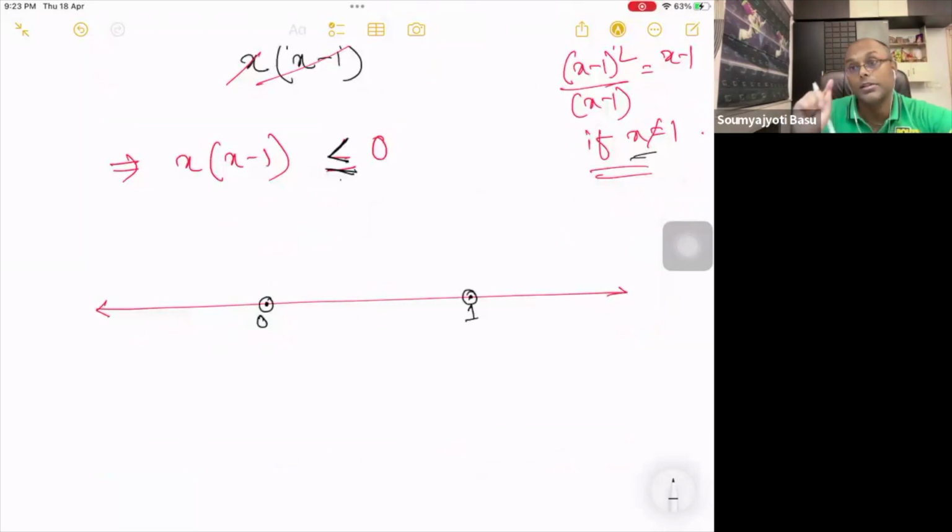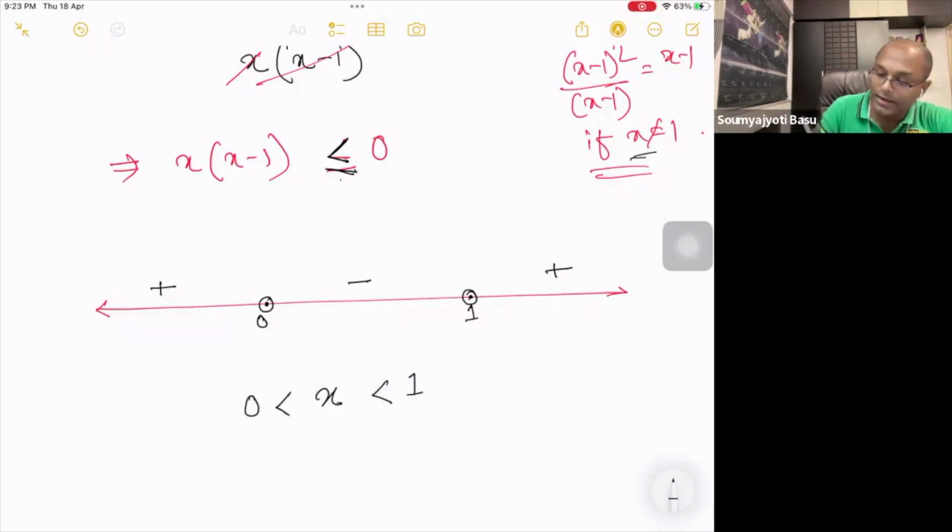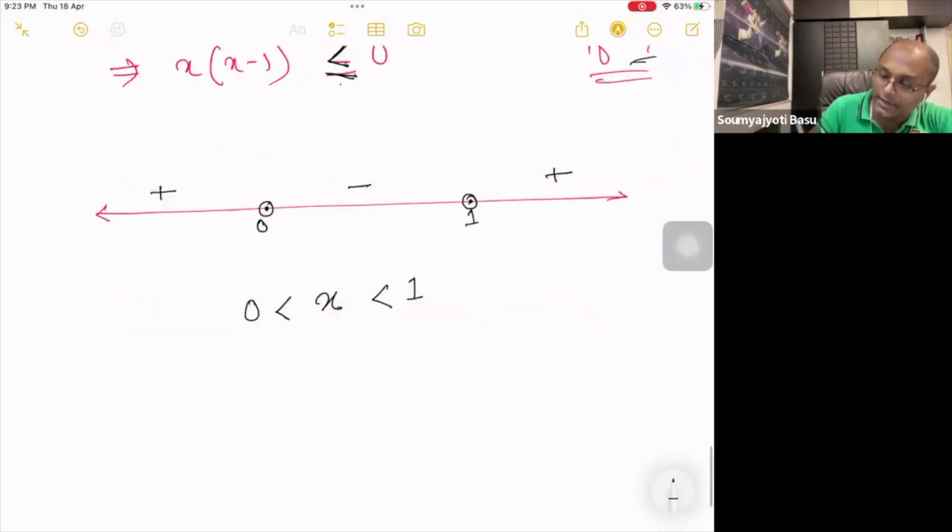Okay, this is an important point. Keep this in mind. After that, it becomes easy. This is the positive zone, this is the negative zone, this is the positive zone. And I have to find out the negative zone, right? So x is greater than 0, less than 1. The equality sign would not be there. And in the set form, I can write this as the solution.